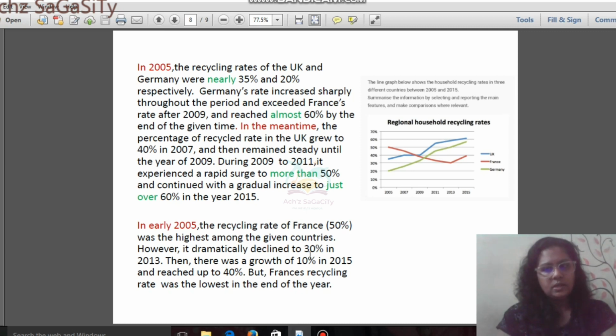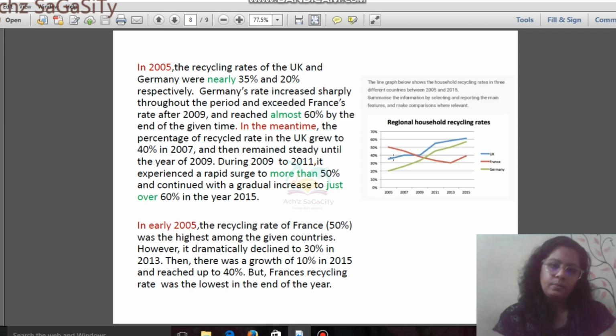In case of task 2, we will use different starters: firstly, secondly, on the one hand, on the other hand, according to the question. But here there is no need to use any particular starters. You can use the year or the country name to start your report. So first, in the first body paragraph, we start like in 2005. We want to write about the UK and also Germany. The recycling rate of the UK and Germany were nearly 35% and 20% respectively in the starting time.